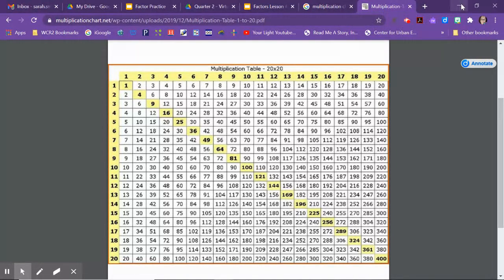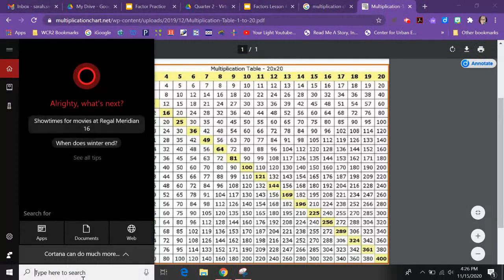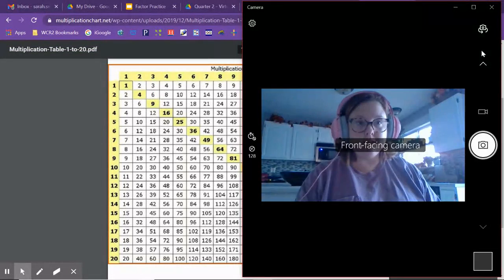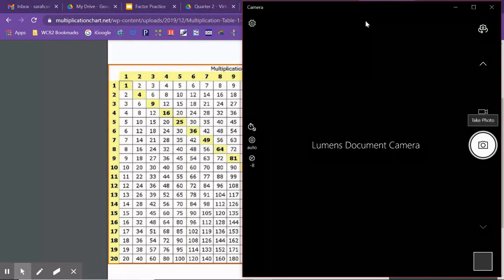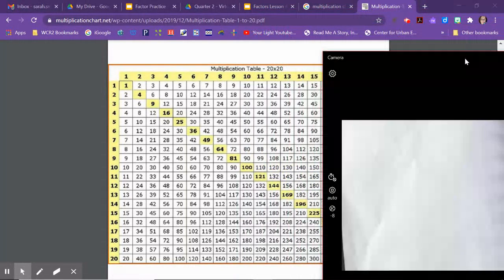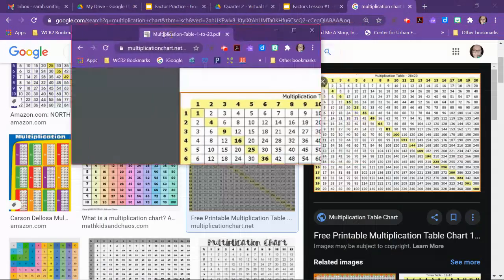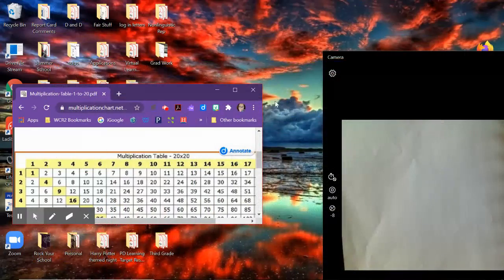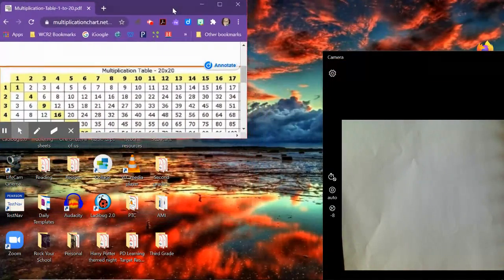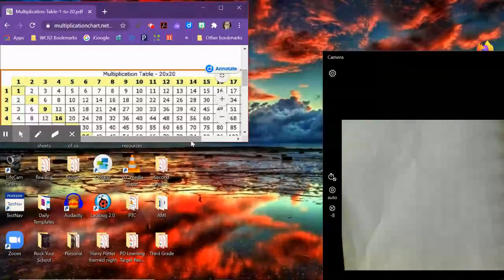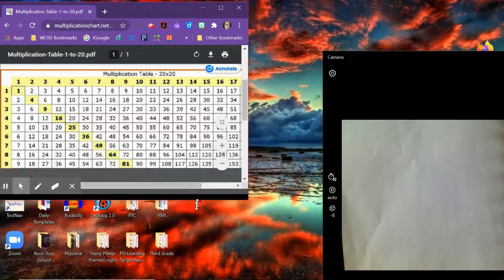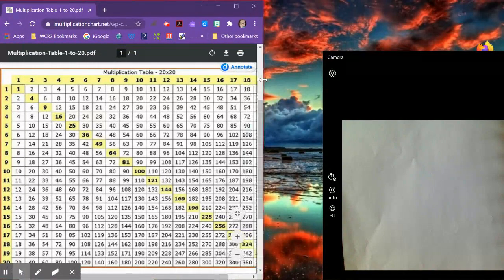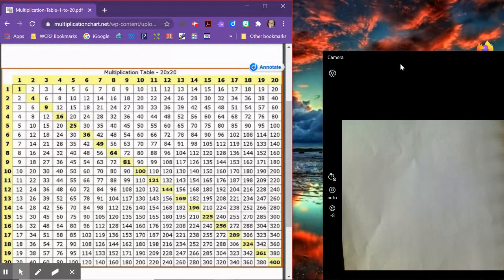So let me go ahead and pull my camera up here and use Ladybug. Sorry, I should have had this all set up for you guys already. That's okay, just bear with me for a second. Kind of double this up. Pull that down so you can see the whole multiplication chart all at once. And there we go.